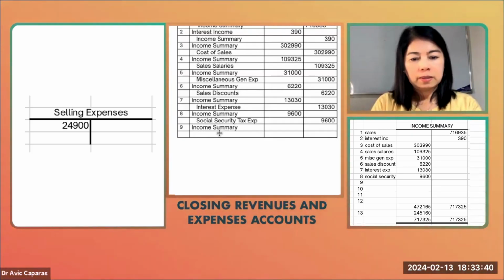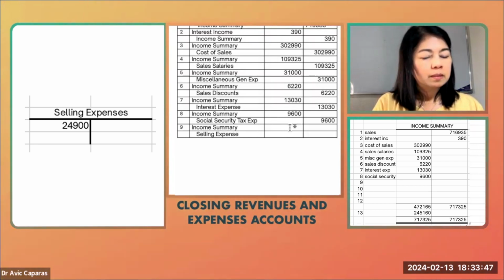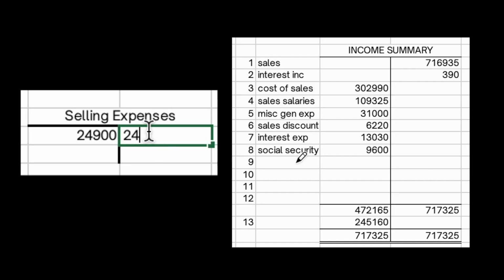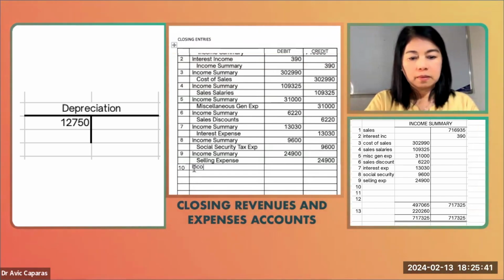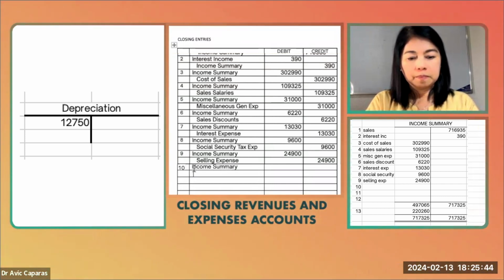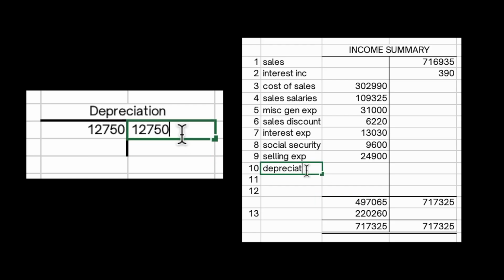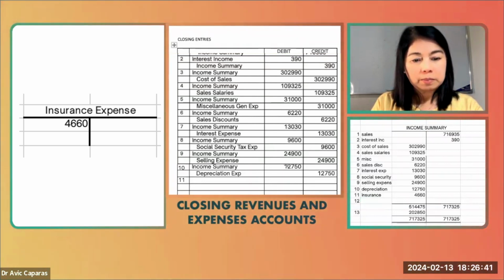Income summary, selling expense, 24,900, 24,900. Insurance expense.